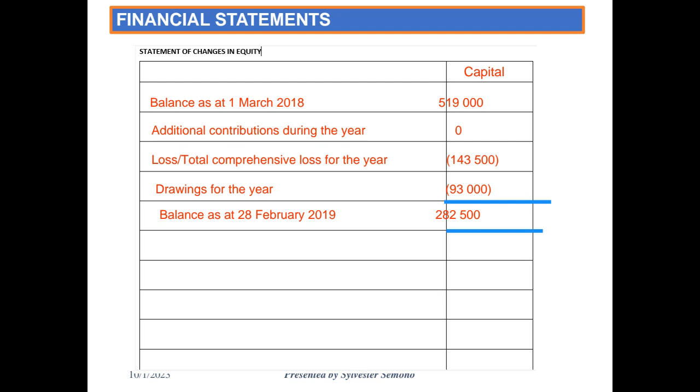Let me ask a question on that one. So this will be the final amount for the end of the year? Yes. I think this one is easier than the other chapter. Yes, this one is easy. Another statement is called the statement of financial position.